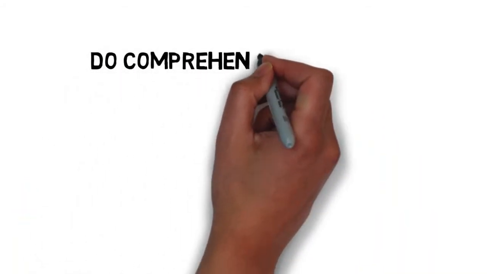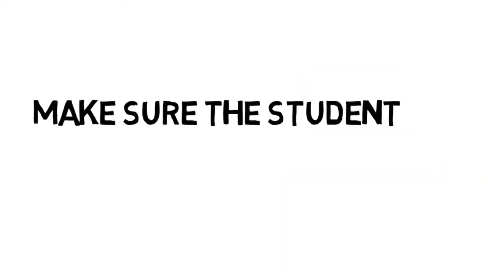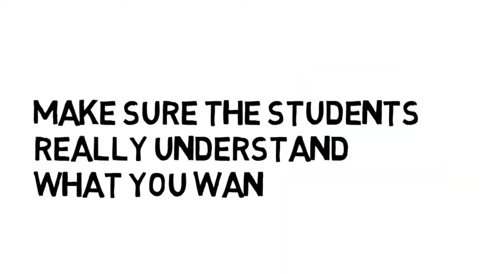Do comprehension checks. And a comprehension check is what you do when you want to make sure that the students have understood. Very often teachers will ask, do you understand? And the student will say, well, some students will be better than that. A comprehension check is to make sure that the students really understand what you want them to do when you're giving directions.